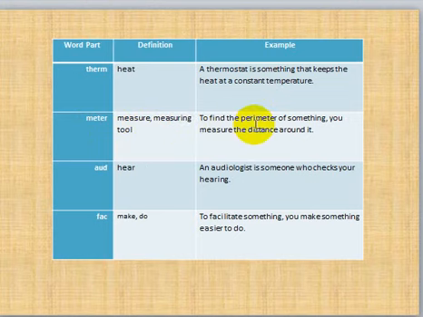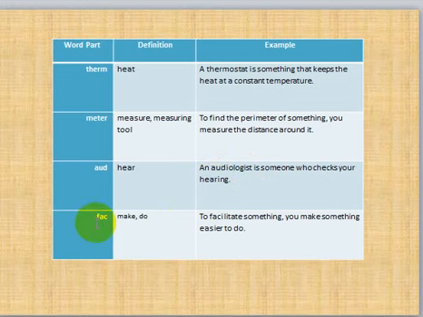Number 2, meter, measure or measuring tool. To find the perimeter of something, you measure the distance around it. Number 3, aud means hear. You find this part of the word, it means hear. For example, an audiologist is someone who checks your hearing. If you have something wrong in your hearing, you will go to who? Audiologist, to check your hearing.